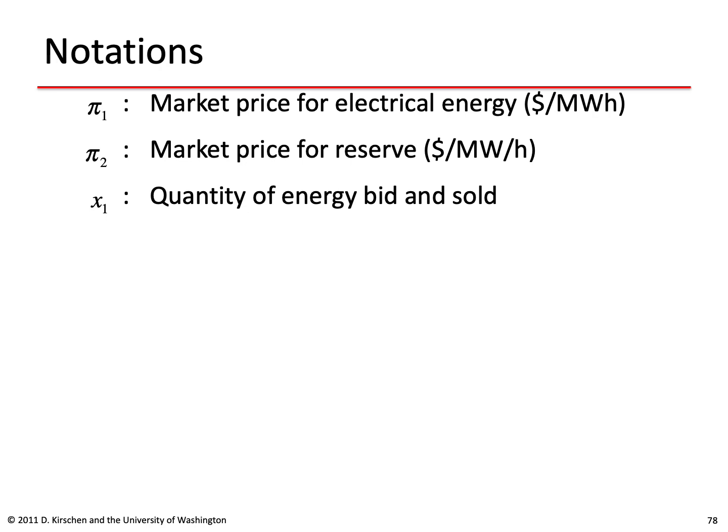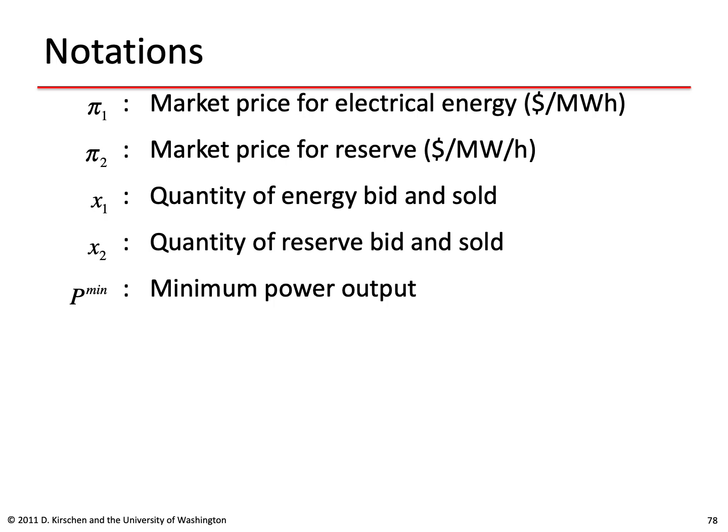X1 will be the quantity of energy that is bid and sold, because we assume that this generator can sell anything it decides to bid. And X2 will be the quantity of reserve that is bid and sold. Pmin is the minimum power output of the generator. Pmax is the maximum power output of this unit.